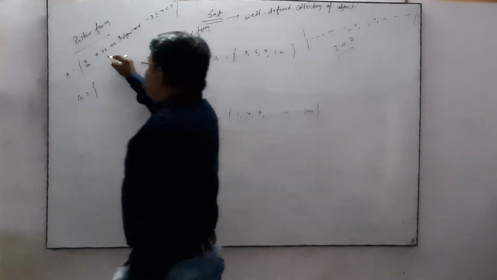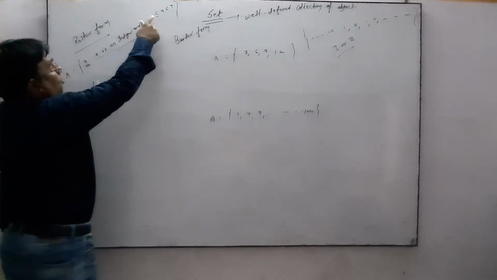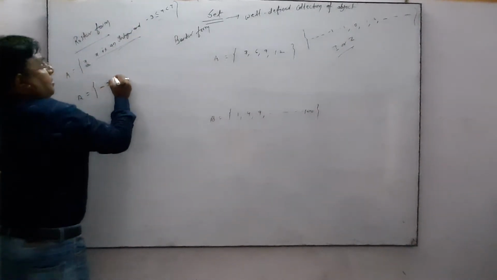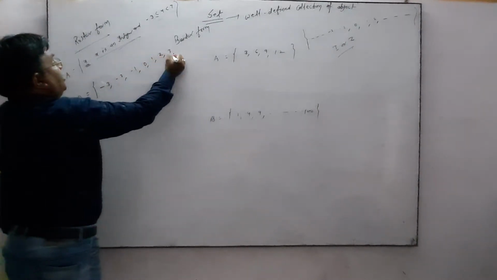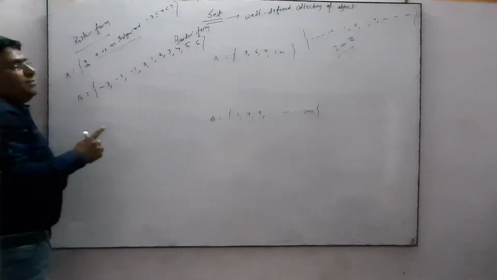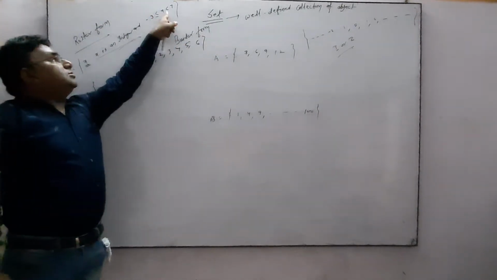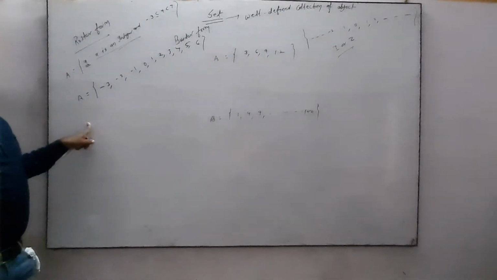So x is an integer, but which integers? We start from -3, and -3 is included. So -3, -2, -1, 0, 1, 2, 3, 4, 5, 6. 7 is not included between -3 and 7. But if it were less than or equal to 7, then 7 would be included. So this is the roster form.